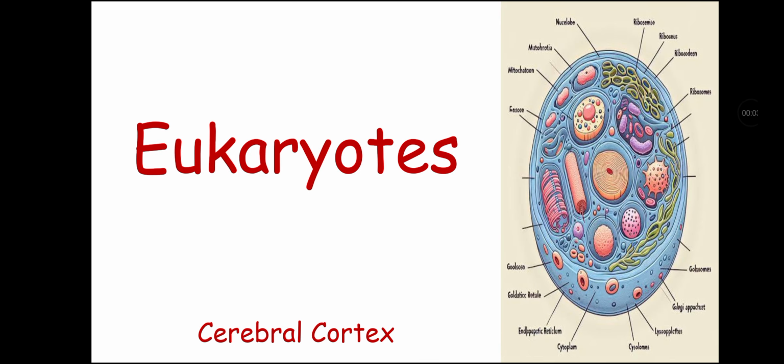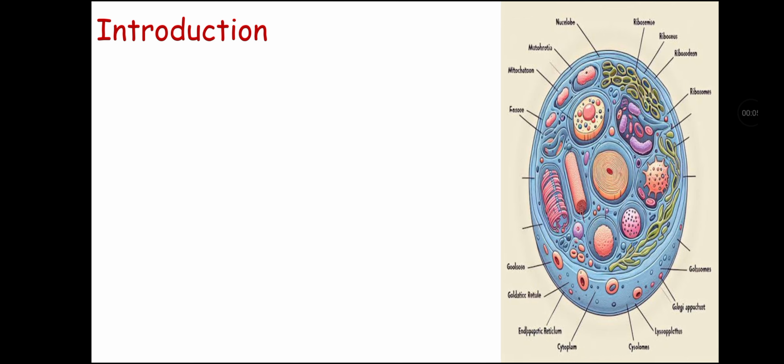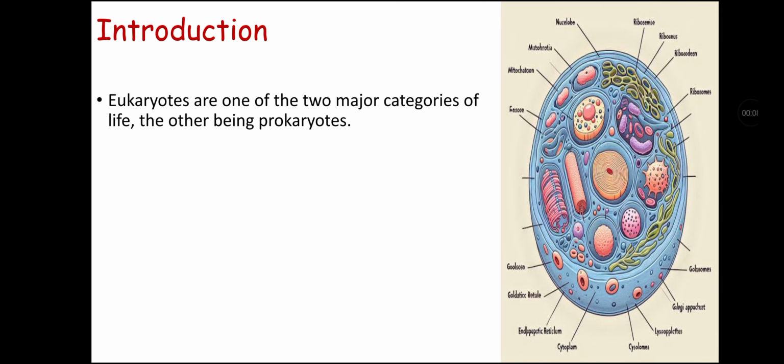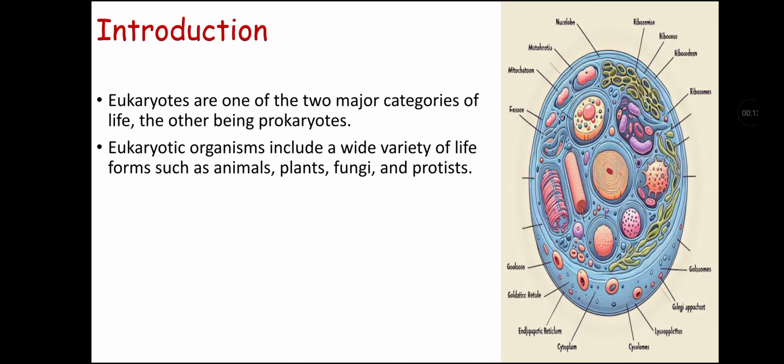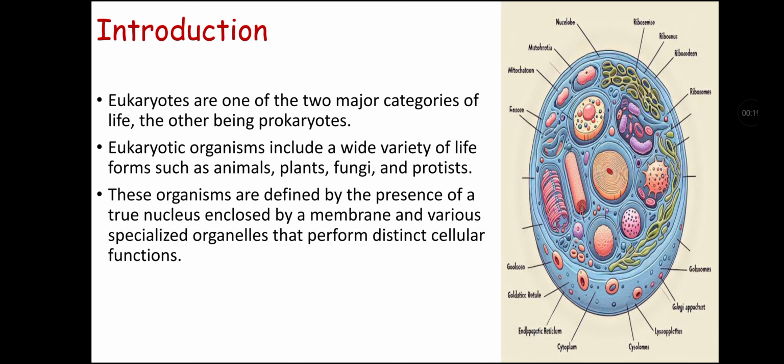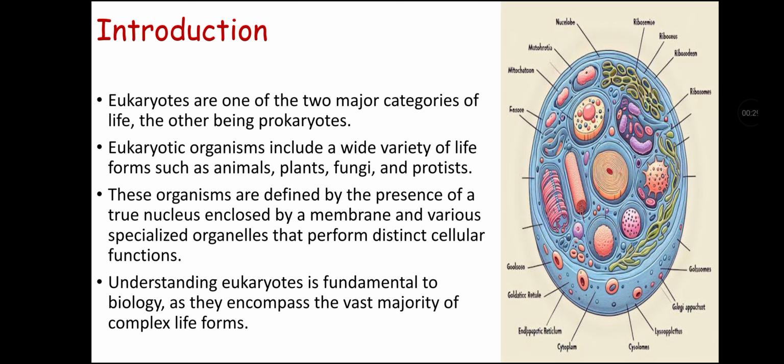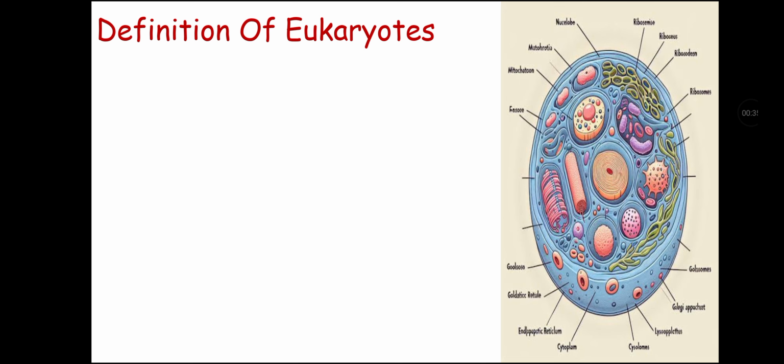Today we are going to talk about eukaryotes. So let's start our topic with introduction. Eukaryotes are one of the two major categories of life. The other category is prokaryotes. Eukaryotic organisms include a wide variety of life such as animals, plants, fungi, and protists. These organisms are defined by the presence of a true nucleus enclosed by a membrane and various specialized organelles that perform distinct cellular functions. Understanding eukaryotes is fundamental to biology as they encompass the vast majority of complex life forms.